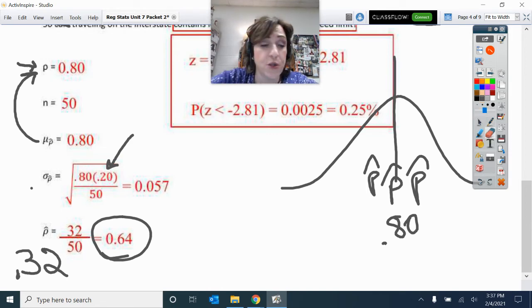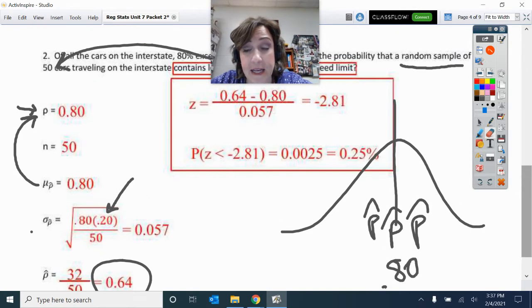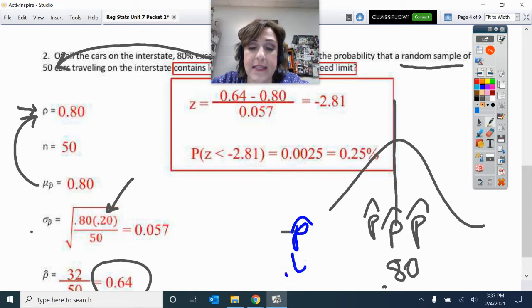So that's what I'm doing. That's what I'm interested in investigating. I want to investigate this p hat right here at 0.64. So here we go. Here it is, p hat at 0.64.